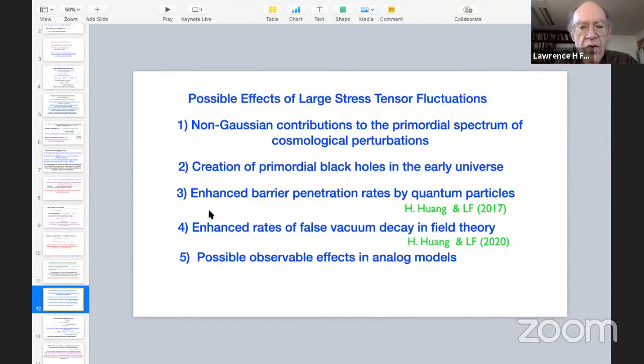Okay, so let me go through a little bit about some of the possible physical effects of these fluctuations. First, let's talk about effects in gravity. Because if you have a large stress tensor fluctuation, it means a large gravitational field fluctuation. And you might, for example, imagine that these effects might occur in the early universe. Now, of course, in order to understand them, you have to ask a little bit about what causes the switching. What is it that's doing the averaging?